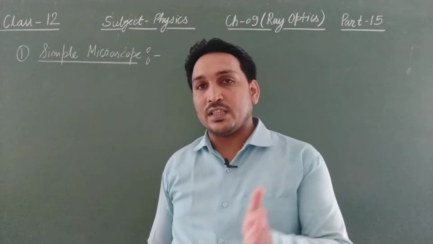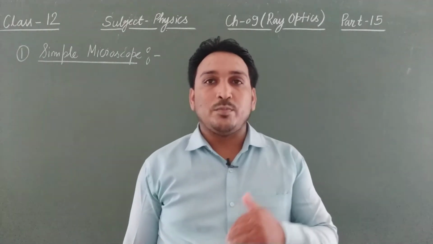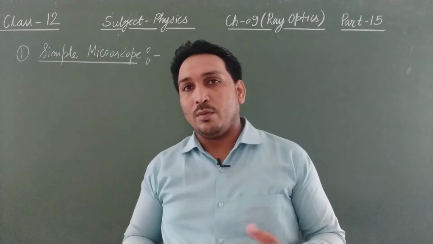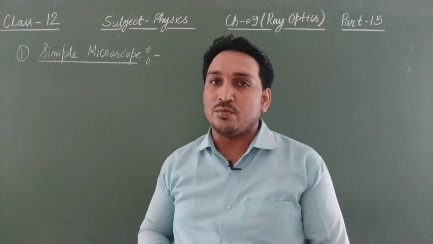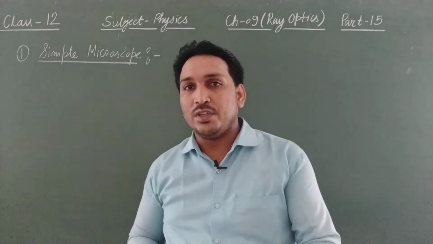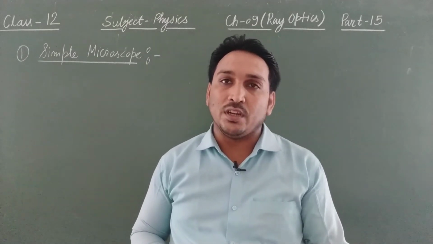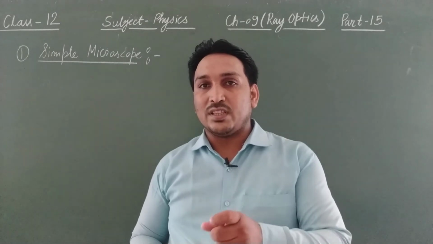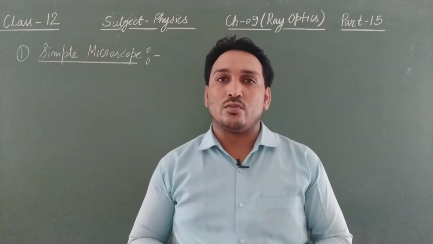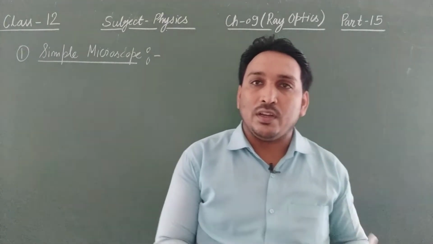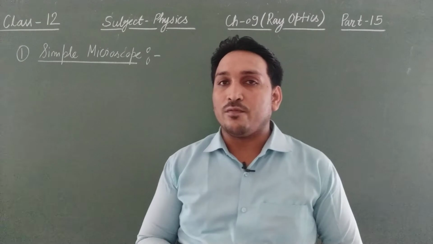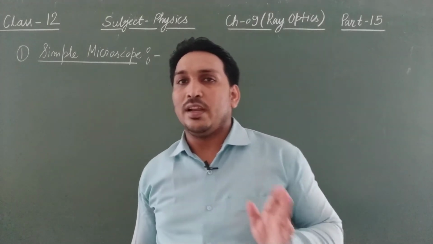Its focal length is kept short, and as per the requirement, its aperture is chosen. If the object to be seen is very small, the aperture should be very large. If the object to be seen through the microscope is not that small, the aperture can be smaller also. So what is a simple magnifying glass? A simple microscope. It is a biconvex lens of short focal length provided with a handle.